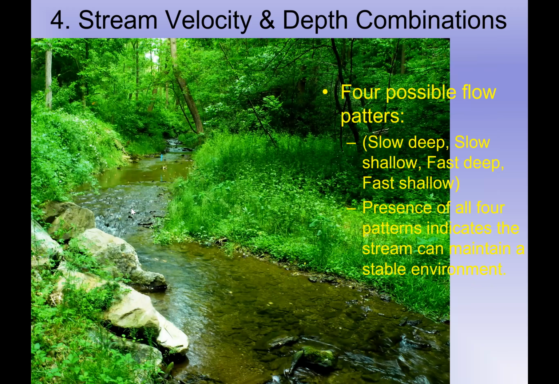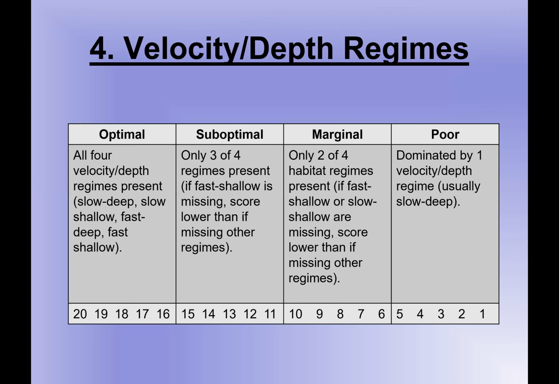You see shallow and fast here. This looks like a deep and slow area. Up here, down here, looks like more of a fast and shallow area. So we're looking for different characteristics because that's going to give us more diversity of macros and fish communities.